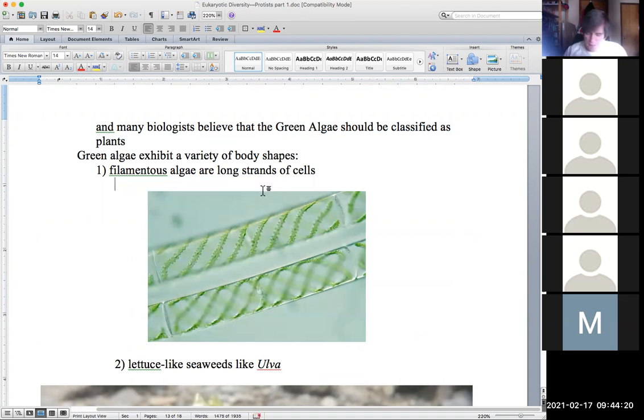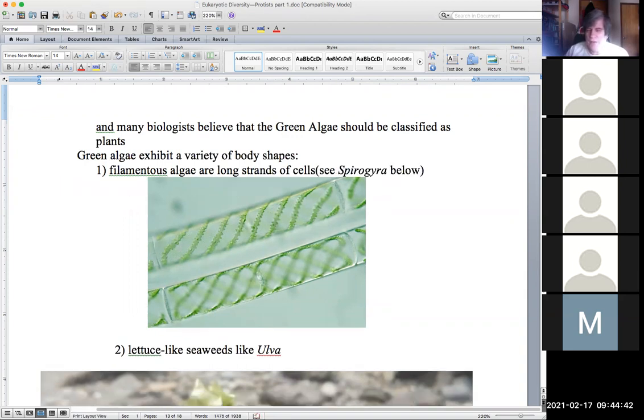So if we look at their body shapes, some of them are filamentous, which means they have long, stringy body shapes. So this is a type of algae called Spirogyra.